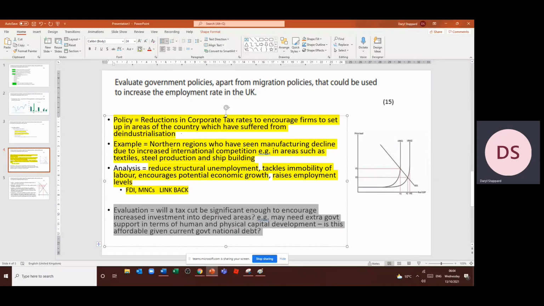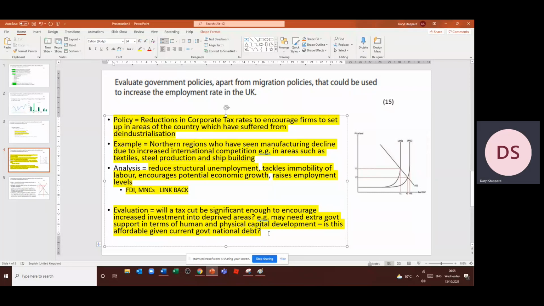So what I'm suggesting is that a lower corporate tax rate might not be enough of an incentive for businesses to want to relocate to these areas. So what it might need is additional incentives to get these firms to go to these areas. So it might need extra government support to develop skills of workers. That might be essential to tackle occupational immobility of labour. And we might also need to see lots of investment into physical capital. So I'm looking here at infrastructure such as road networks, other transport links, access to good broadband connections, etc.